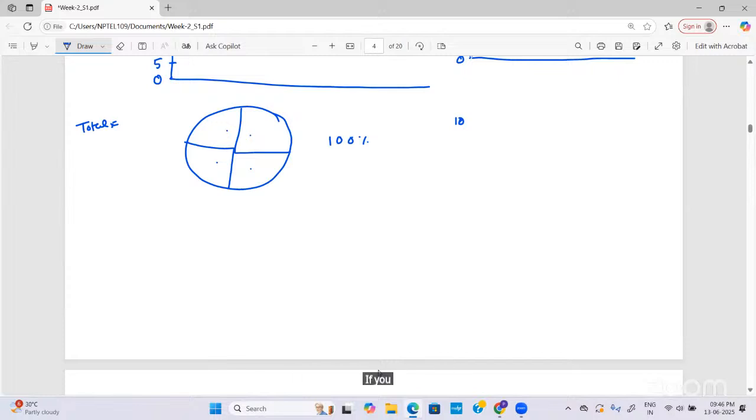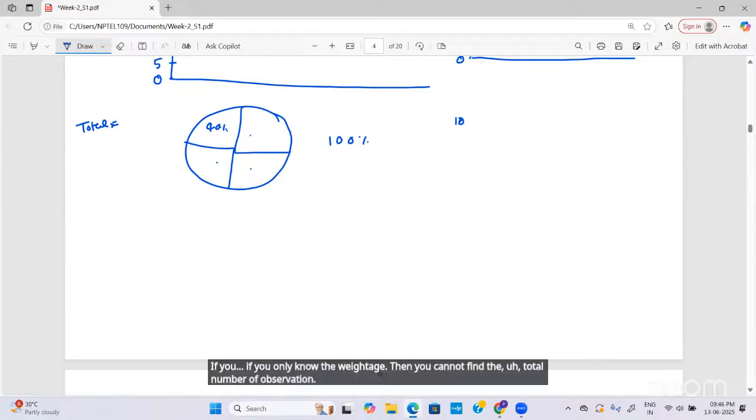If you know the total number of observations and the percentage of a category, you can find the count. But if you only know the weightage, then you cannot find the total number of observations. If you know the number of observations for a particular category, suppose it is 500 and it is 40%, in that case you can find it.